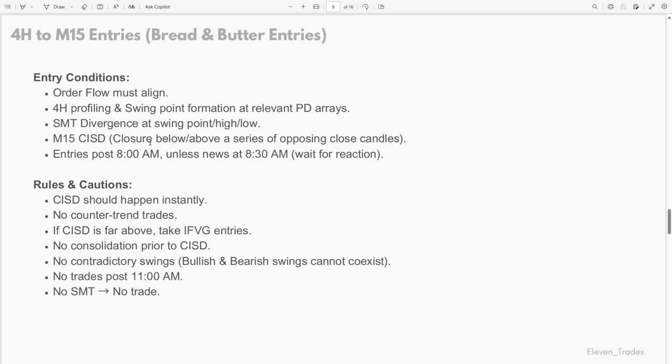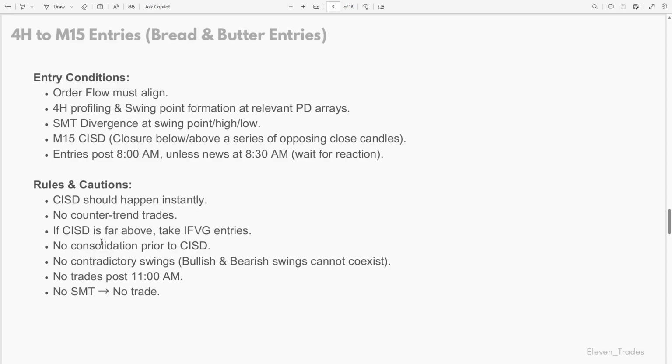On the M15, a change in the state of delivery, a closure below or above the opposing close candles. An entry would be post 8 a.m. on the no news days, and on the news days you have to wait for the news release to show you the direction and give you the narrative. The rules: the change in the state of delivery should happen instantly. There will be no consolidation, no counter trend trades, meaning you don't have to trade opposing the order flow.